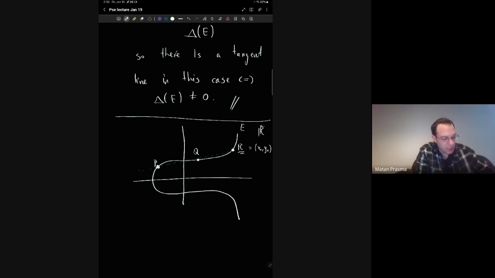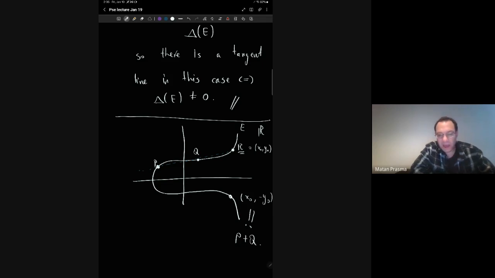And since E is symmetric along the x-axis, I can reflect the point R. So this would be (x0, -y0). And this I call P plus Q. Now, this is not completely satisfactory, because I have some edge cases I didn't take care of.